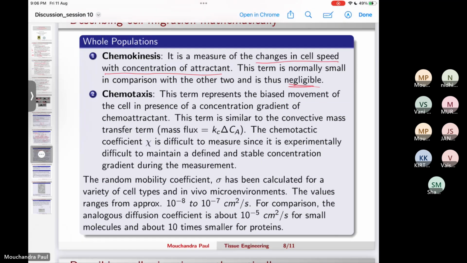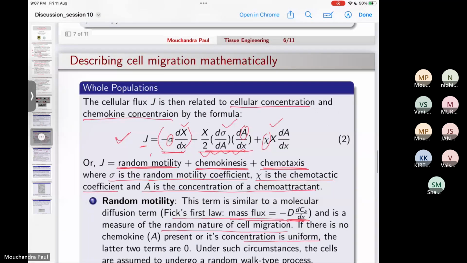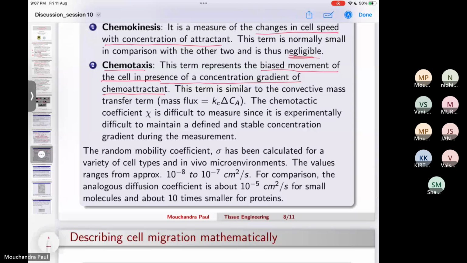And the last effect that is contributing is the chemotaxis. Now this term represents the biased movement of the cell in presence of a concentration gradient of chemoattractant. So a concentration gradient means there is a high concentration region of chemoattractant and a low concentration region, and the cell is moving after sensing this concentration gradient. And this term again is analogous to the convective mass transfer diffusion term.